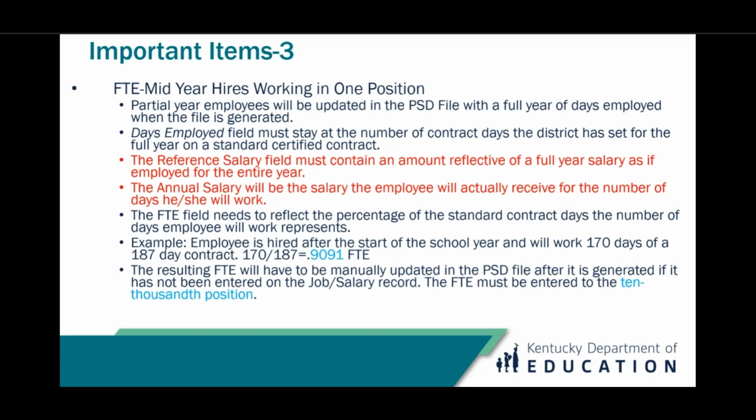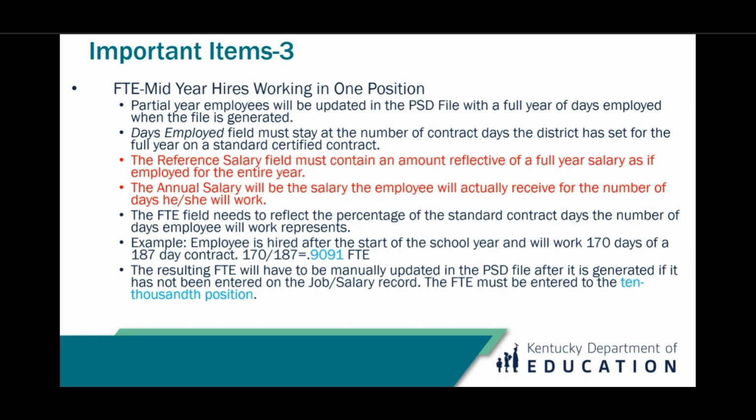But then the annual salary is the salary the employee will actually receive for the number of days he or she will work. So how is that calculated? We start looking at the FTE, right? The FTE field needs to reflect the percentage of standard contract days the number of days employee will work represents. So the example here is that an employee is hired after the start of the school year and will work 170 days of a 187-day contract. You simply divide 170 by 187, and that gives you the 0.9091 FTE. And that number needs to be to the 10,000th position. So you need 4 numbers after the decimal.